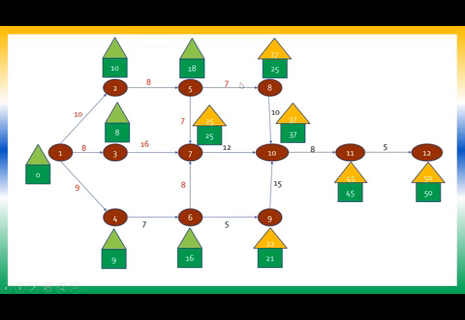So 27 minus 7, 20 is one option. 25 minus 7, 18 is the other option. Should I write 20 or 18? So the minimum of the two has to be written, right? So here also, when you check, it is 25 minus 8, 17, 22 minus 5, 17. Both are 17. Minimum of that is 17.